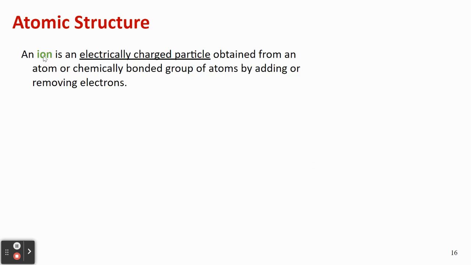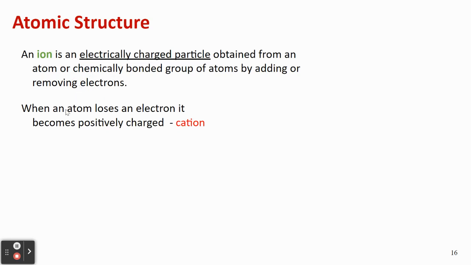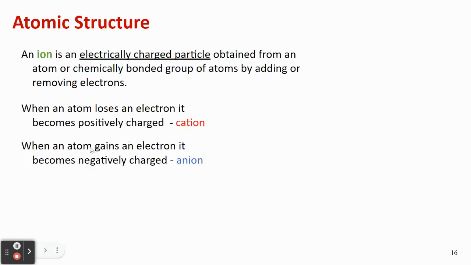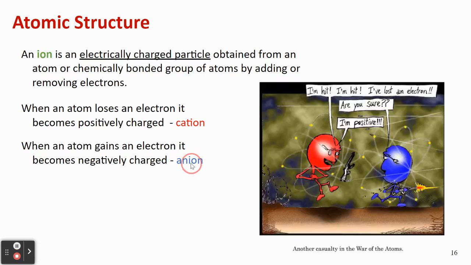Now, an ion is an electrically charged particle obtained from an atom or a chemically bonded group of atoms by adding or removing electrons. So the only thing that changes when an atom becomes an ion is the number of electrons in that particular particle. When an atom loses an electron, it becomes positively charged, and we call that a cation. When an atom gains an electron, it becomes negatively charged, and we call that an anion.